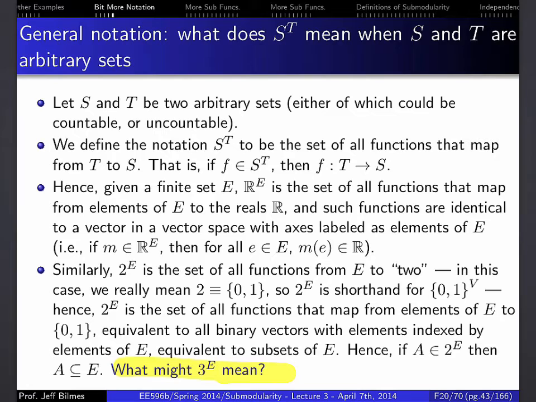So if 2 to the E means this, 0, 1 to the V, what might 3 to the E mean? Right, it maps to 0, 1, 2. So basically it's all functions that map from elements in this set to either a 0 or a 1 or a 2. And that actually is a useful notation that people use to define various extensions of submodular functions, which we will eventually talk about in this class.